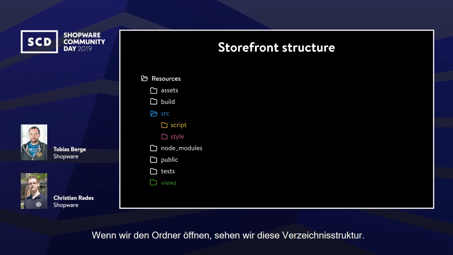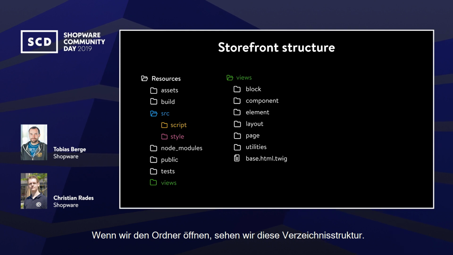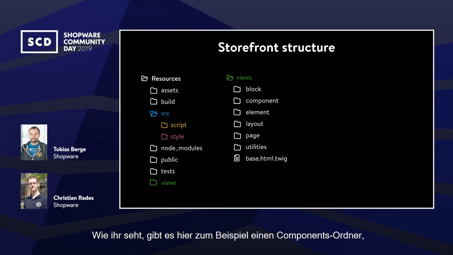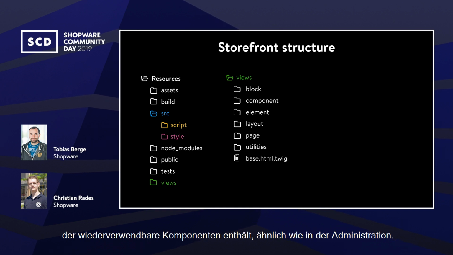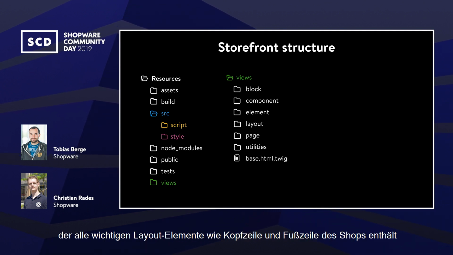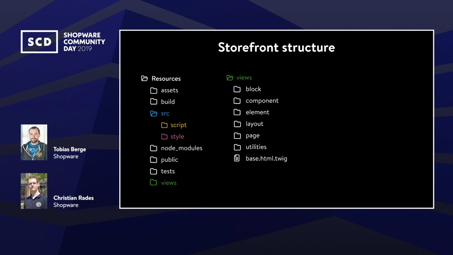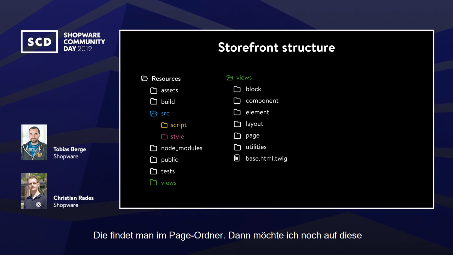If we open this up, you can find this directory structure, and we tried to find a really neat way to sort things up there. As you can see, there is a component folder, for example. This contains reusable components, kind of similar to the administration. And there's a folder called layout. This contains all your basic layout stuff like the header of the shop, the footer, and things like this. And you have a page folder, which is a concrete controller, just like a checkout or product detail page. So this can be found inside the page folder.